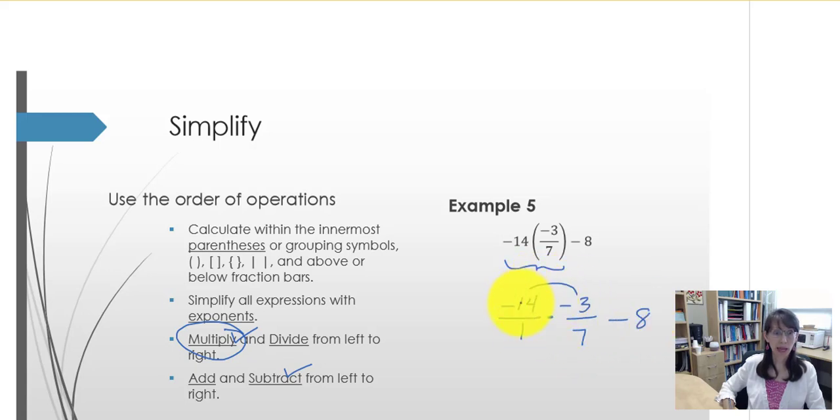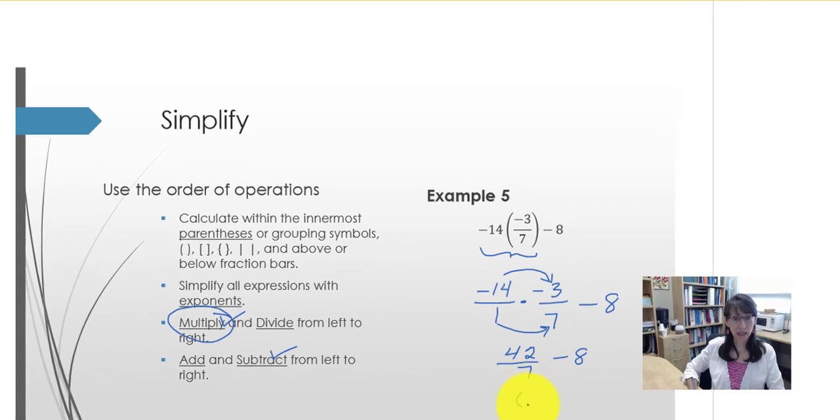So in the numerator, we have negative 14 multiplied by negative 3. So that's going to make a positive 42 over 7, because 1 times 7 is 7. Subtract 8. Now, if there's any way that we could reduce the fraction, that might be helpful. 42 divided by 7 is exactly 6. Subtract 8, so we get an answer of -2.